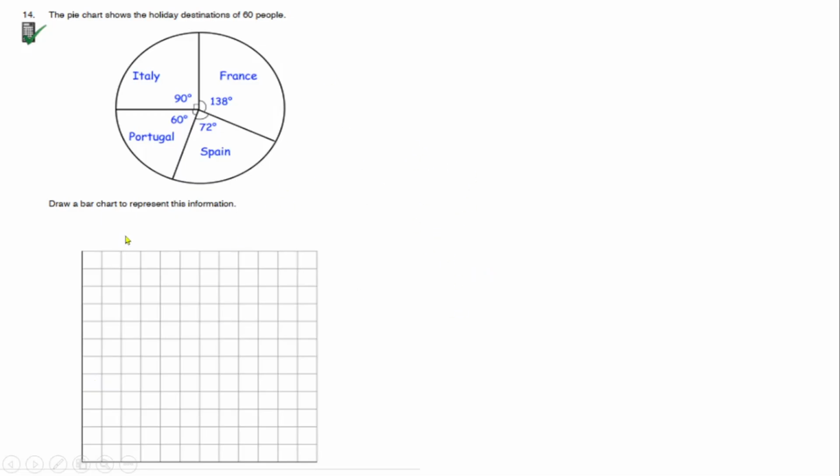Next one, for France, you do the same thing. For Portugal, the angle is 60 degrees, equal to y over 60 times 360 degrees. So that will give us 10 as the number of people that travel to Portugal. Then for Spain, the angle is 72, equal to y over 60 times 360 degrees. Simplify, that will give us 12. Then for the last one, which is France, 138 equals y over 60 times 360 degrees. Then simplify, that gives us 23 people. If you put it in a tabular form like this, these are the destinations and the number of people for each of them. Everything adds up to the 60 people that were given.